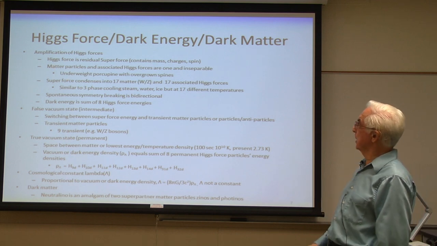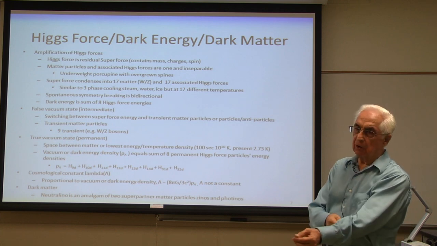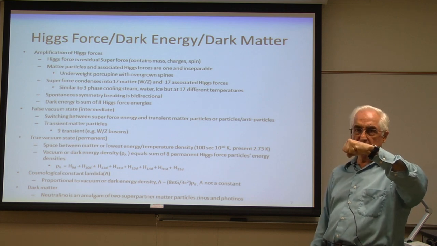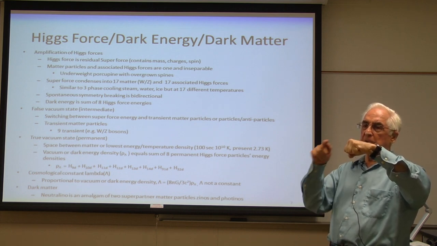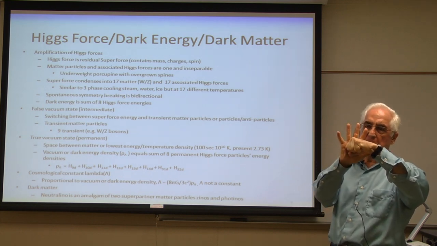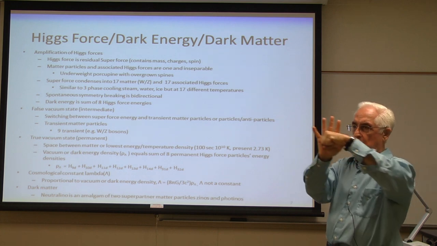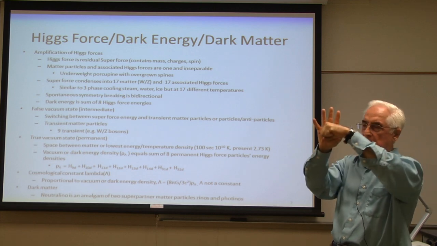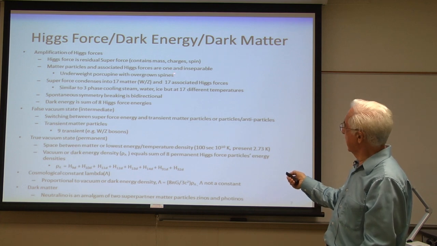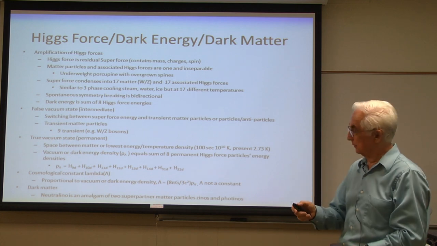Matter particles and their associated Higgs forces are one and inseparable. The example I use is an underweight porcupine with overgrown spine. The underweight porcupine is, for example, an up quark matter particle inside a Planck cube, and the overgrown spines are the three-dimensional Higgs force field which are permanently attached to that matter particle. No matter where the matter particle goes, the Higgs force goes with it. They are one and inseparable. You cannot have a matter particle without the Higgs force, and vice versa.